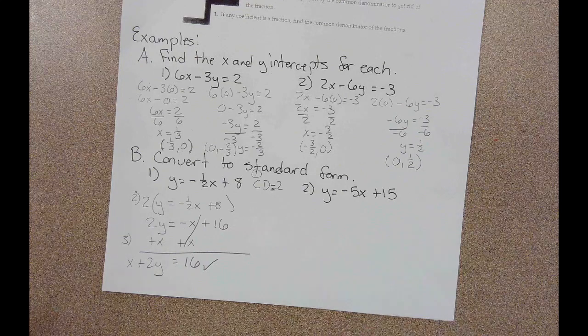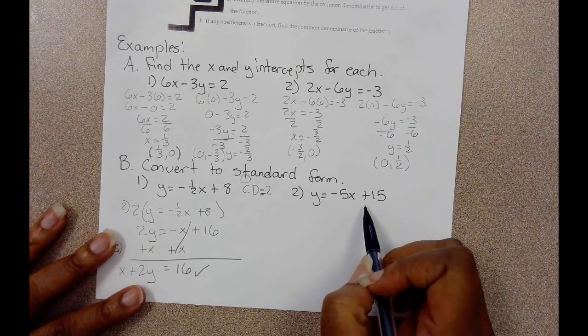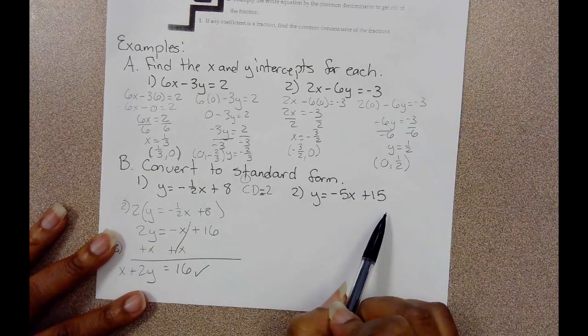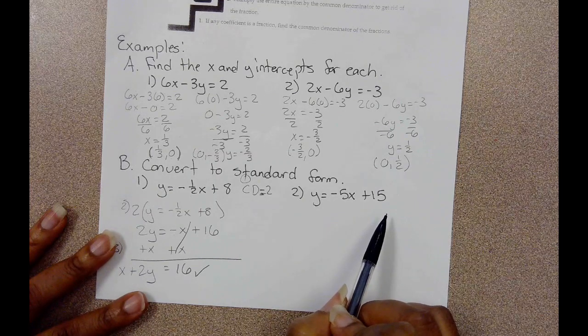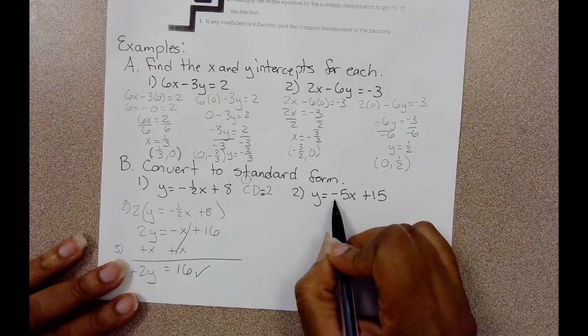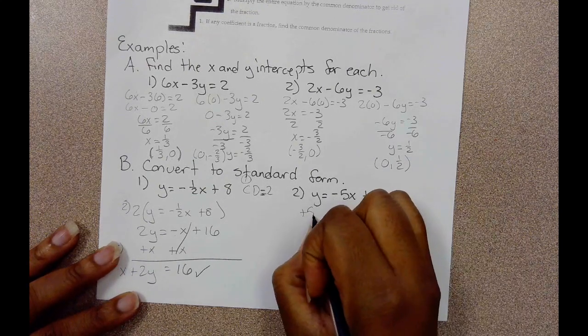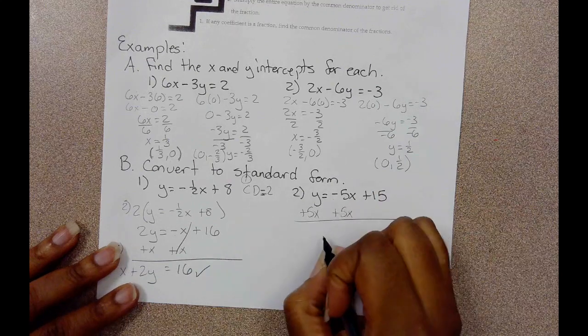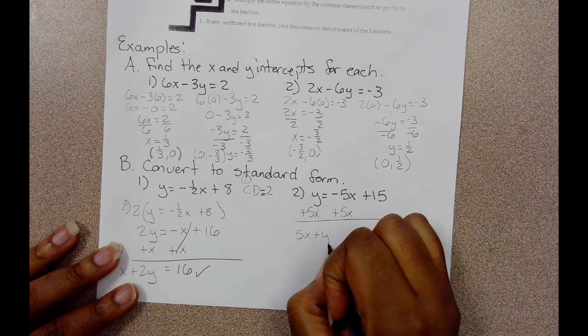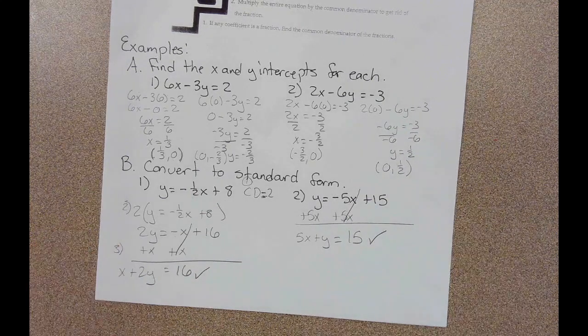All right. We're going to go through those steps again, just in case you might have missed something. Looking at the second example, I have y equals negative 5x plus 15. I don't have any fractions, so I don't need to do 1 or 2. So I can move straight to step 3. All right. So I have a negative 5x here. So I'm going to add 5x to both sides. And I have 5x plus y equals, that cancels, 15. And I'm done.